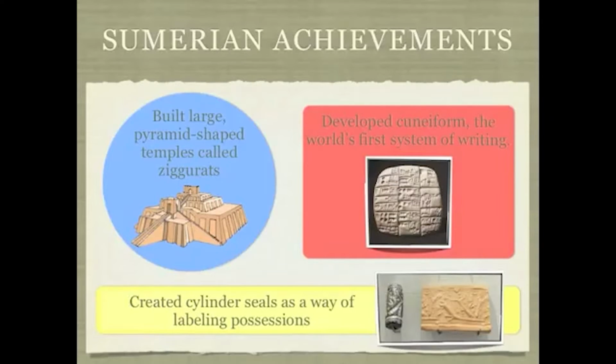Using cuneiform, scribes, or writers, kept government records, wrote down trade activities, and composed poems about gods and epics about heroes. One such poem is the Epic of Gilgamesh, one of the world's greatest and oldest works of literature.